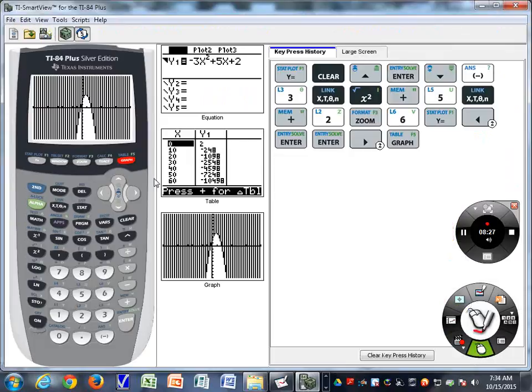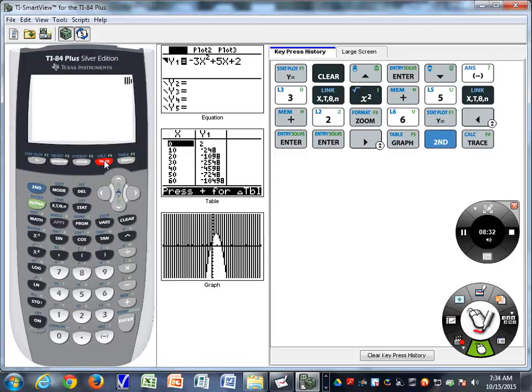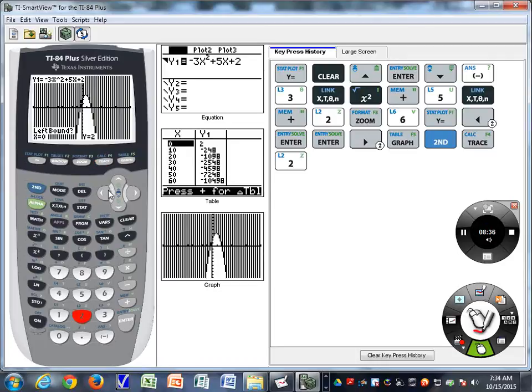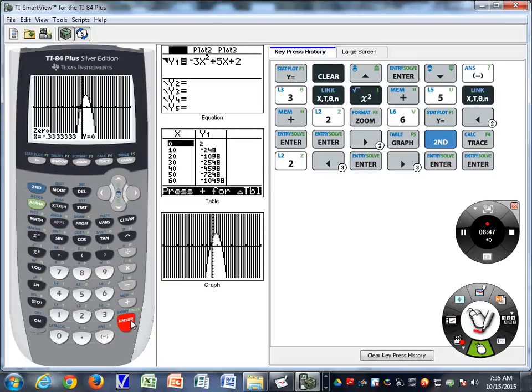But looking back at our graph to find the x-intercepts, remember how we do this. We go second, trace, or calculate. We want to calculate a 0, so choice 2. And then you want to take your cursor close to the 0 that you want to calculate. You want to go below, press enter. That's our left bound. Then we want to go to the right and press enter for our right bound and guess. And one of our zeros is negative 0.3 repeated.